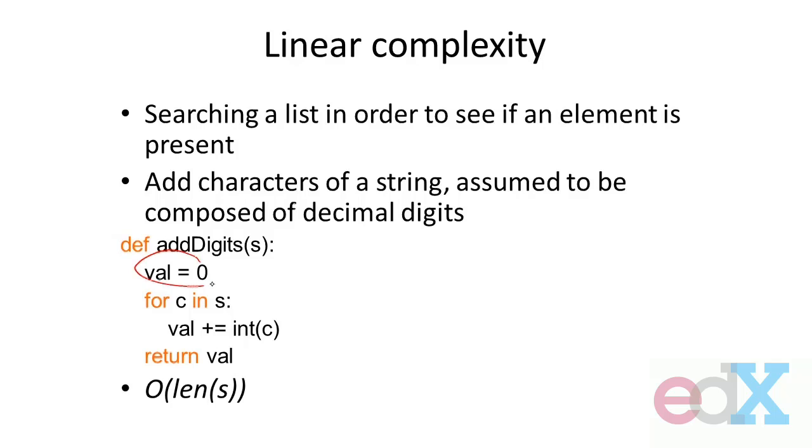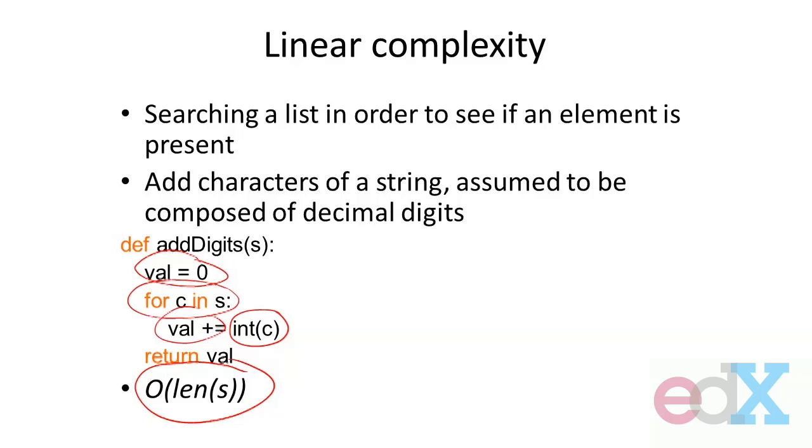I'm going to start off with some initial internal variable called val, and for each character in the string, I'm going to convert it into an integer and add it into what I've got in val in order to return that overall value. I don't care about the computation. What I care about is the complexity. And the complexity is pretty straightforward. I have to go through each element in the string once. So this is linear in the length of the string.